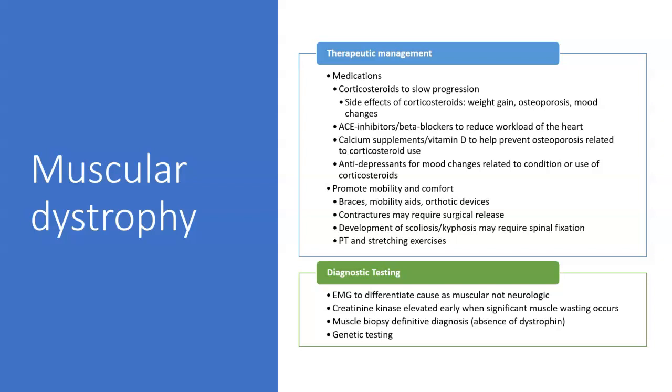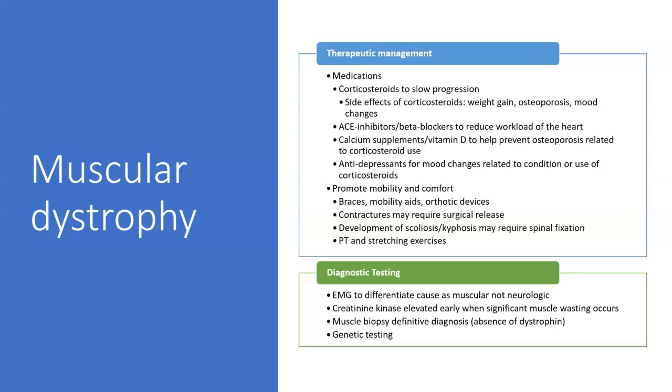It is important, as the nurse providing care to the patient, to promote mobility and comfort. The patient may require braces, mobility aids such as walkers and wheelchairs, and orthotic devices. Contractures can be common, and these may require surgical release. The development of scoliosis or kyphosis may occur later in the condition, and these may require spinal fixation, and the patient will need physical therapy and stretching exercises.